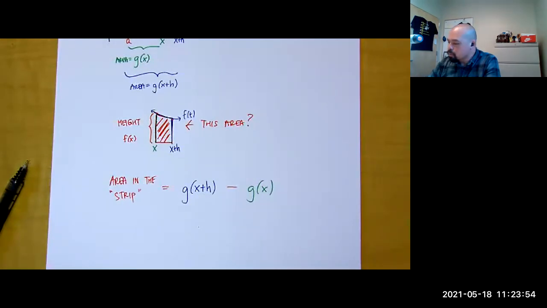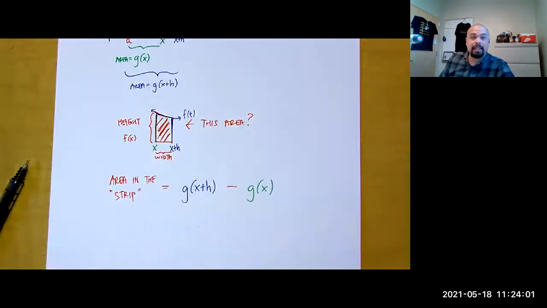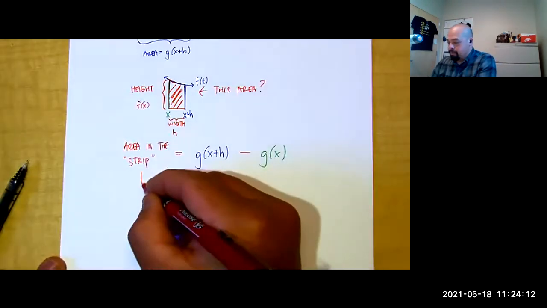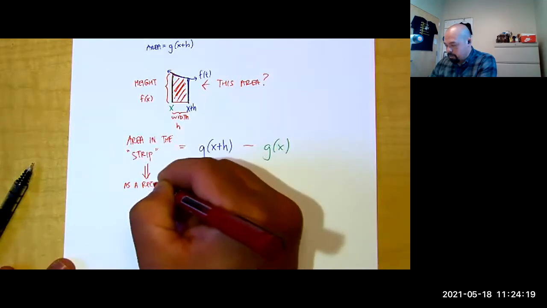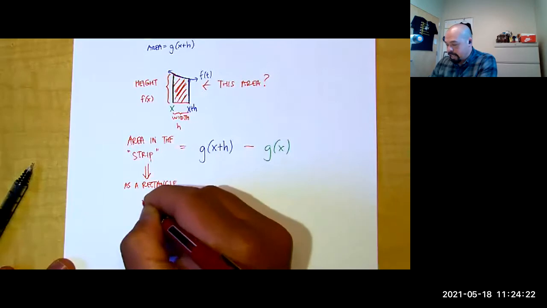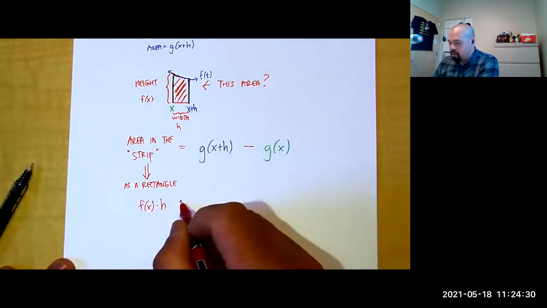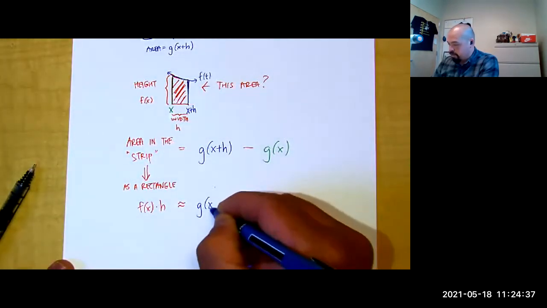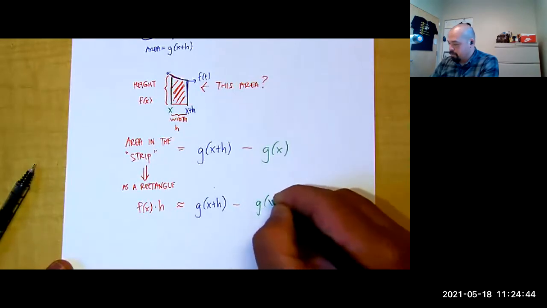Very similar. In between, how wide is that little strip, the little rectangle that we're going to overlay to get from x to x plus h? That width is going to be h. So in this case, that area in the strip as a rectangle, we can approximate as f of x times h, the height times the width. And that's going to be approximately, it's not going to be perfect, there's a little bit of arc there, but it's approximately g of x plus h minus g of x.